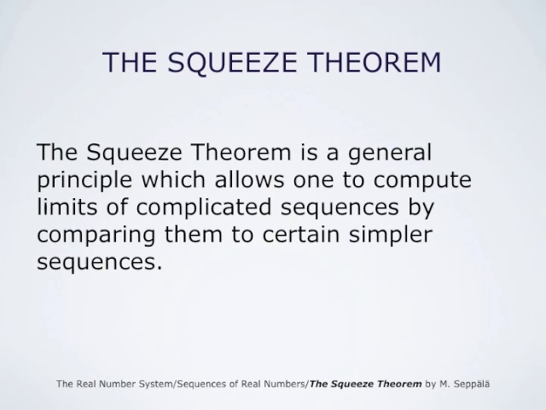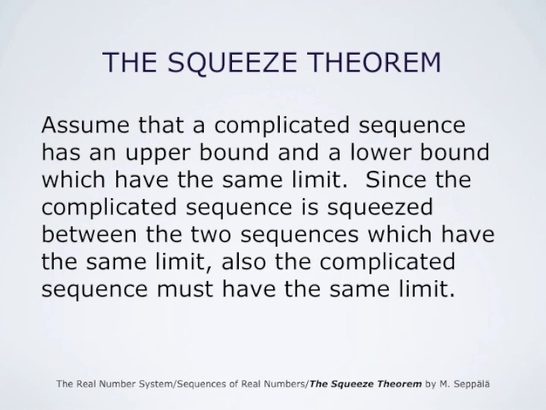The Squeeze Theorem, which I just explained briefly, gives us a handle to compute complicated limits. The Squeeze Theorem is a general principle which allows one to compute limits of complicated sequences by comparing them to certain simpler sequences. Assume that a complicated sequence of numbers has an upper bound and a lower bound, which bounds have the same limit. Since the complicated sequence is squeezed between the two sequences which have the same limit, also the complicated sequence must have that limit.